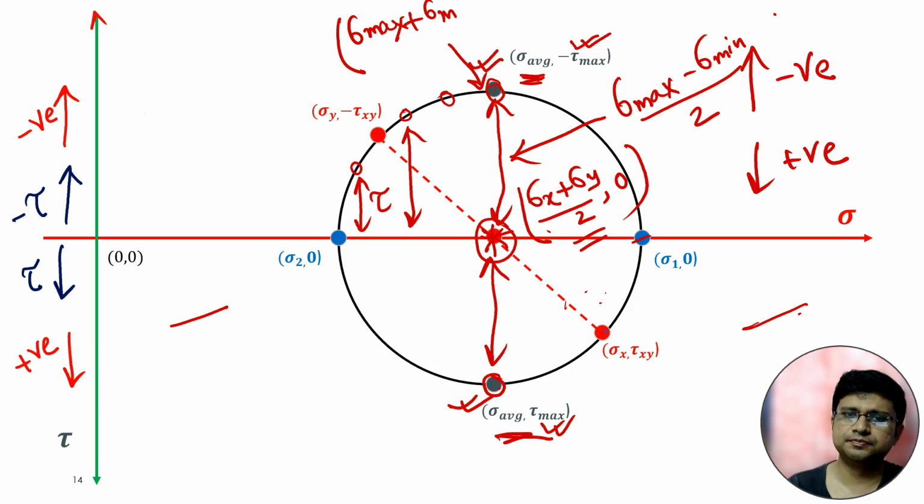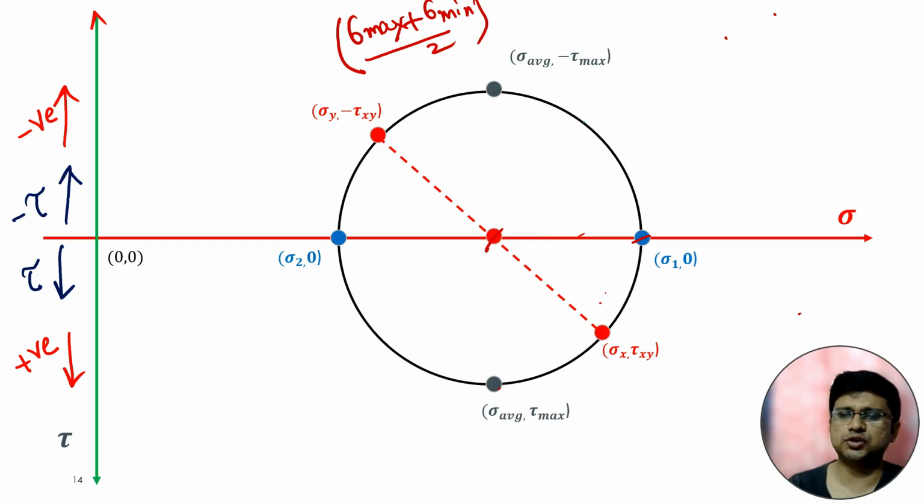Max plus sigma min by 2. This value is equal to sigma x plus sigma y by 2, because this is sigma average. For any 2 points in the Mohr circle, their average will be sigma x plus sigma y by 2, because that is the center of the Mohr circle. So when we get the maximum or minimum value of shear stress at those 2 points, the normal stress will be sigma average. So that is also a very important thing.